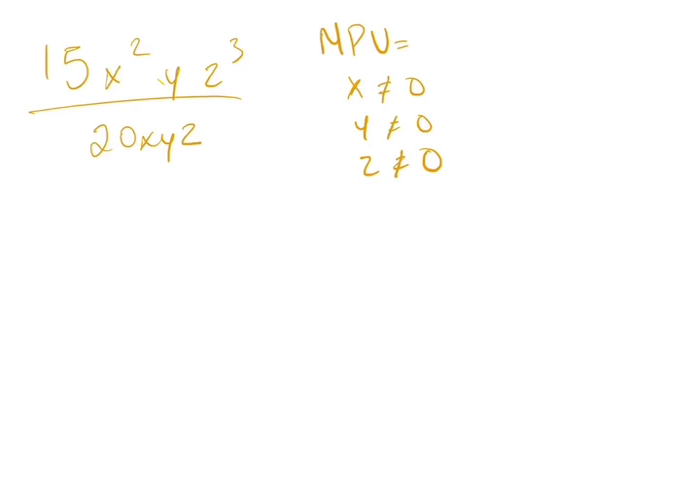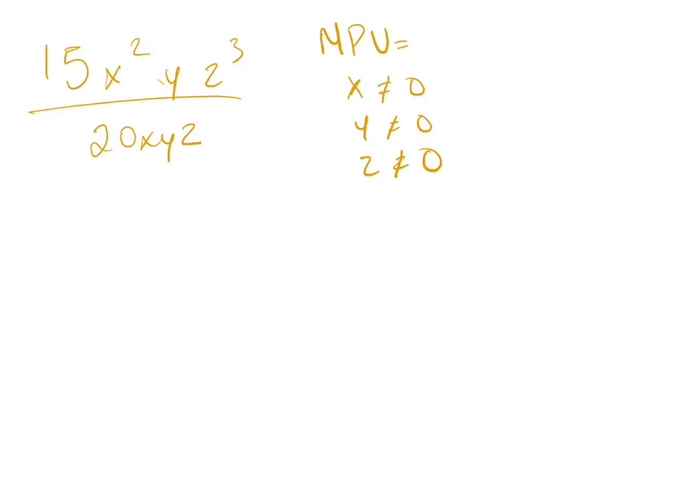None of those can equal 0, because then your bottom is going to be 0, and we don't want your bottom to be 0 because that would be no solution, right? So those are your non-permissible values. And now going into simplifying this, you're just going to divide the top and bottom by what is similar.